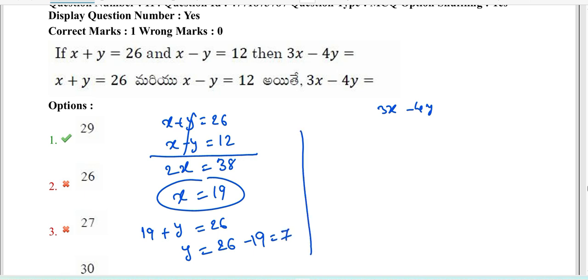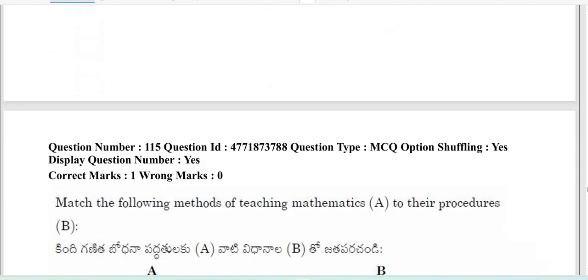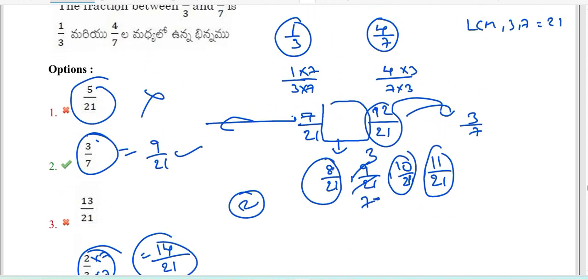Now what are we asked to find? 3x minus 4y. 3 into 19 minus 4 into 7. That is 57 minus 28. Subtracting, you will get 29. That is the first option, the correct one. Likewise, you can solve all the problems of this paper very easily.